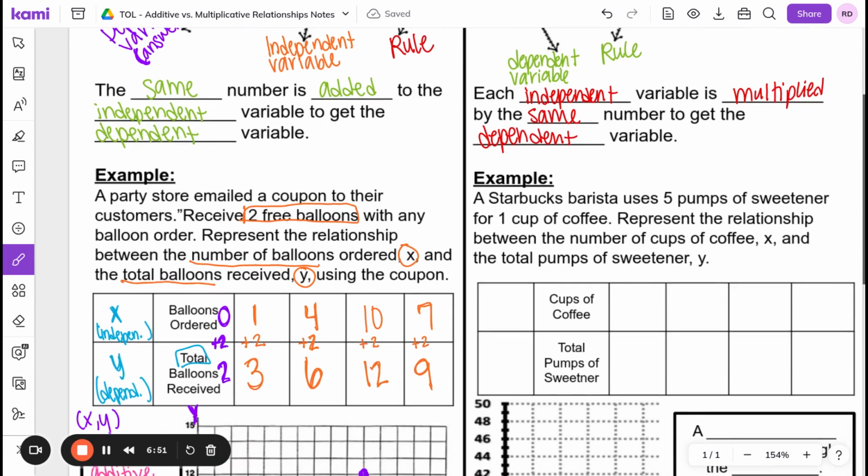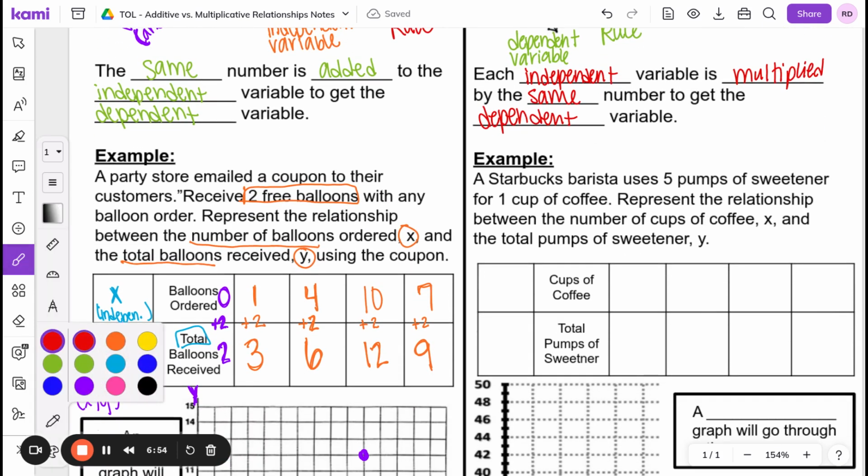Okay, so we have an example. A Starbucks barista uses 5 pumps of sweetener in every 1 cup of coffee. Represent the relationship between the number of coffees, x, and the total pumps of sweetener, y. So same thing, our cups are going to be the x. So these are the independent. And then the pumps of sweetener are the y, which are the dependent.